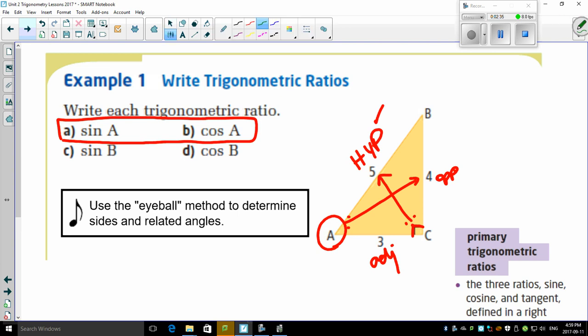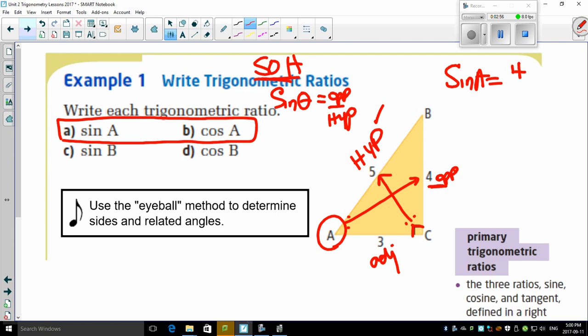Case in point, look what happens when I figure out the sine of A. Sine of A, remember? SOH. Sine of the angle is opposite over hypotenuse. So the opposite here is 4. The hypotenuse here is 5. There's your ratio. You can leave it as a fraction or you can put it in decimal. I don't care at this point.